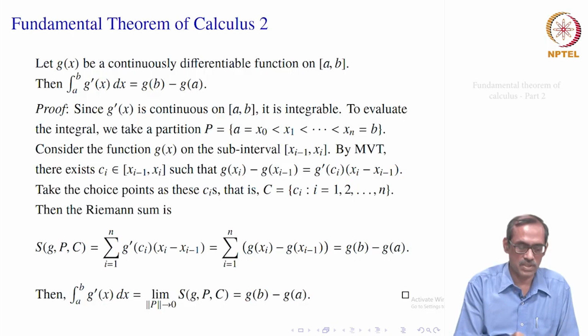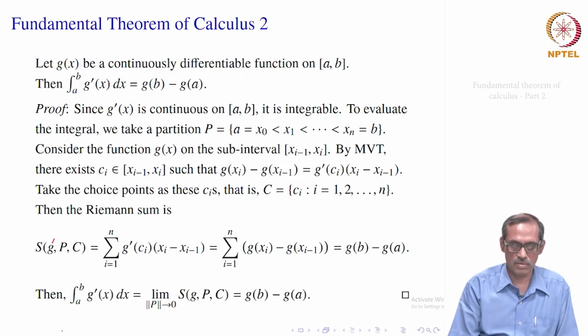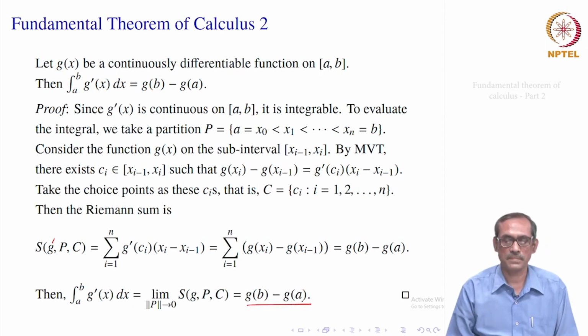Then when you take the limit as norm P goes to 0, since it is a number, a constant, the limit also should be equal to g(b) minus g(a), and that is the proof. So the proof ends here, that integral a to b g prime x dx equals g(b) minus g(a).